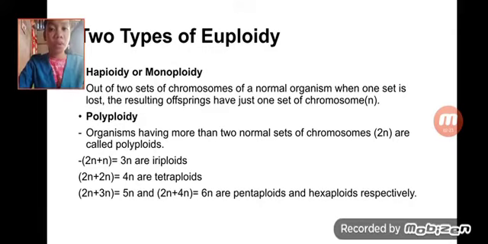Next, we have the polyploidy. Organisms having more than two normal sets of chromosomes are called polyploids. Three sets are called triploids, four sets of chromosomes are tetraploids, and five sets and six sets are pentaploids and hexaploids respectively. Polyploidy is generally found among the plants but rarely found among animals. About 1/3 of all grasses are polyploids. Polyploidy originates in several ways.